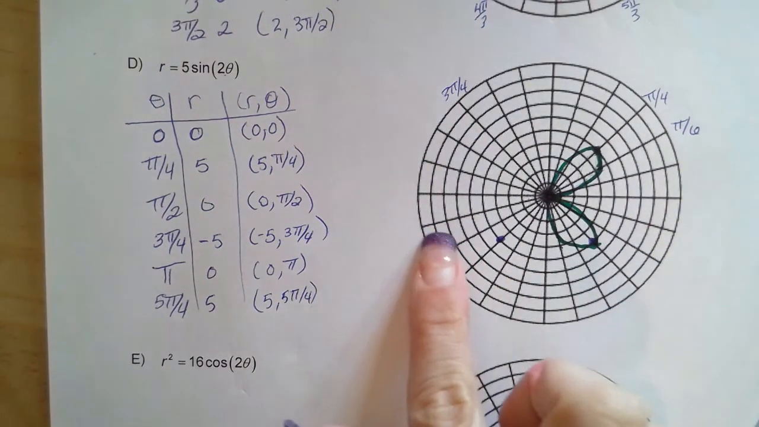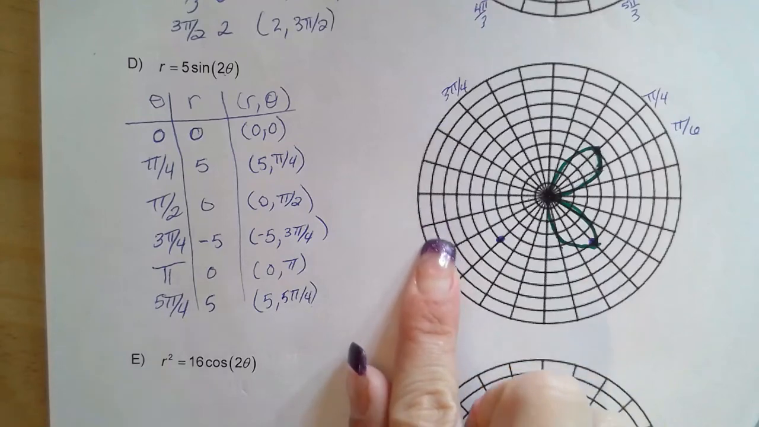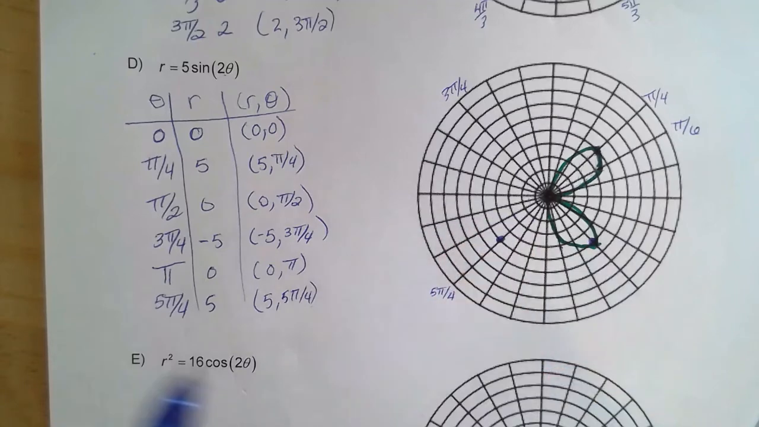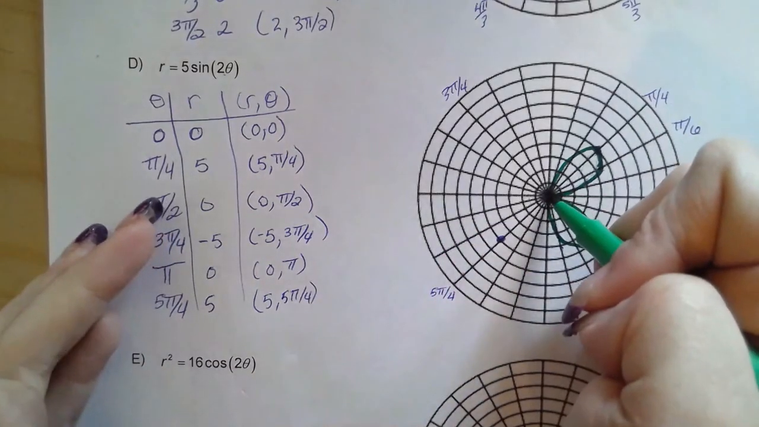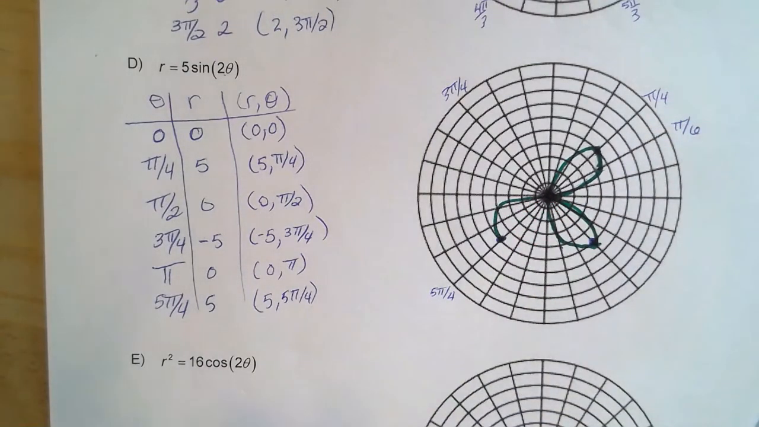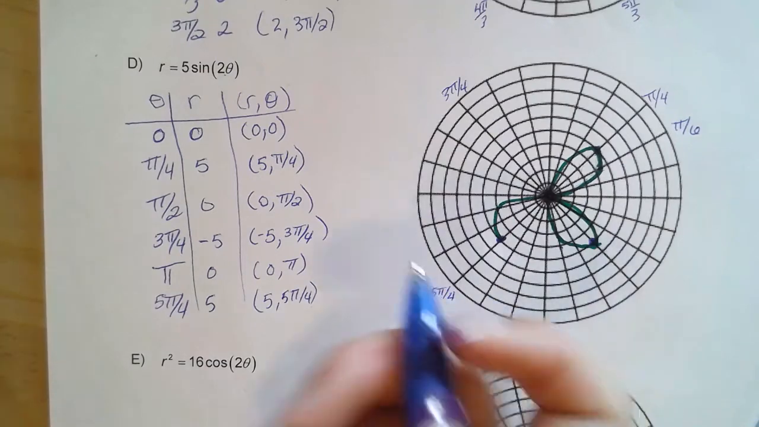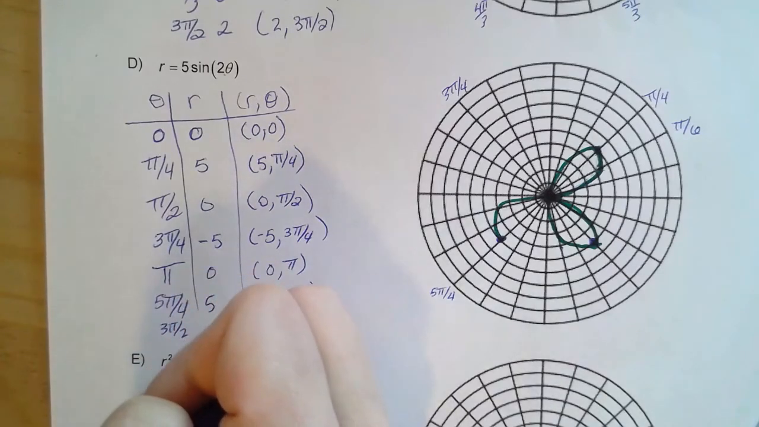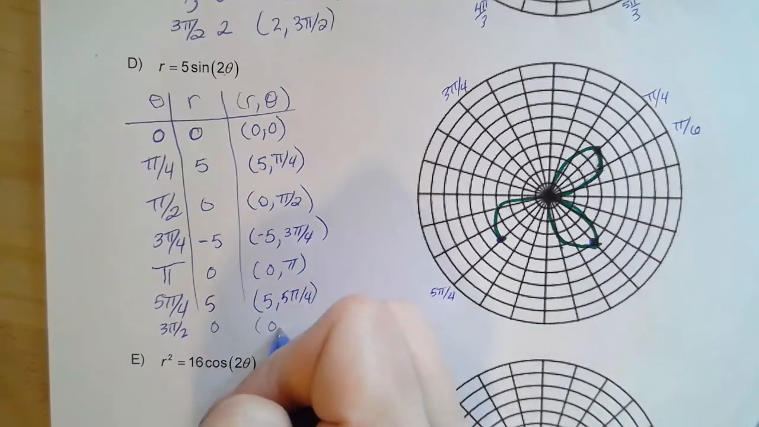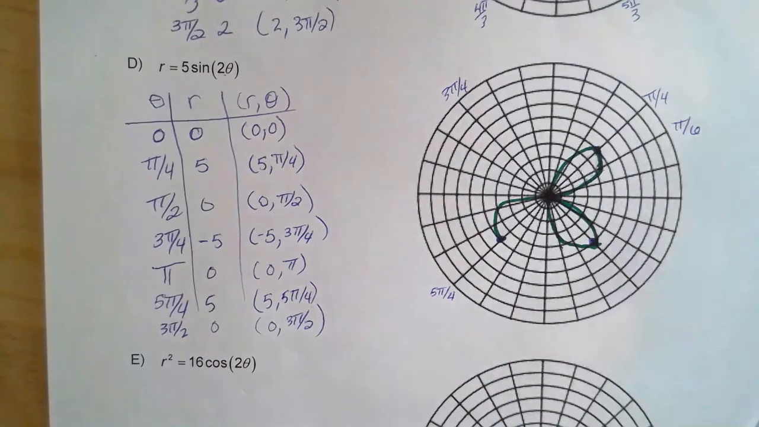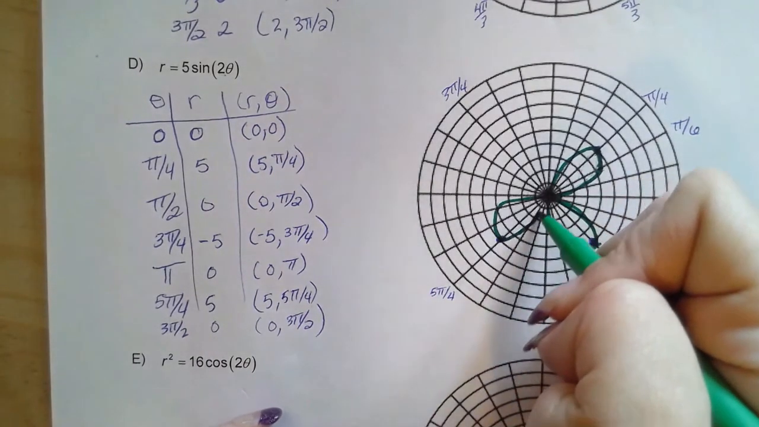If we have to figure out, okay, if I did 7 pi over 6, what would it be right here? It would be over here. So I'm curving out this way. So can you guys predict what's going to happen? So 3 pi over 2. And if we plug that in, we get 0. Okay. So it comes back around.